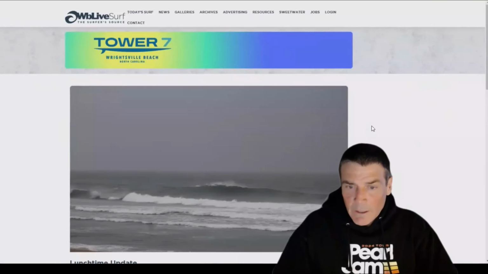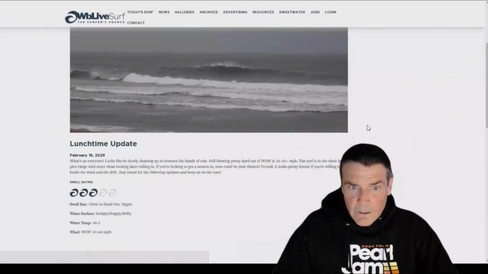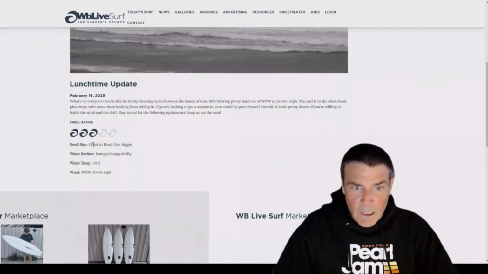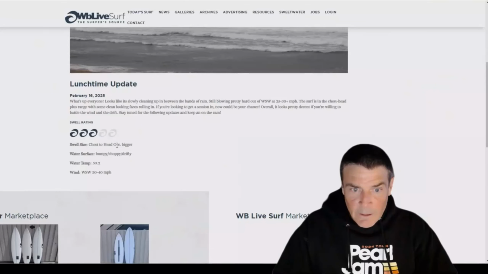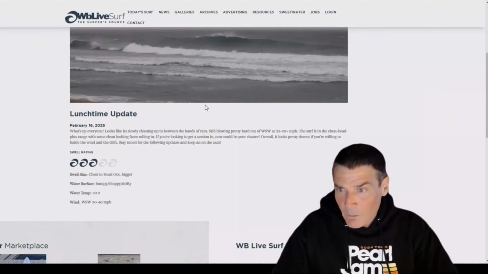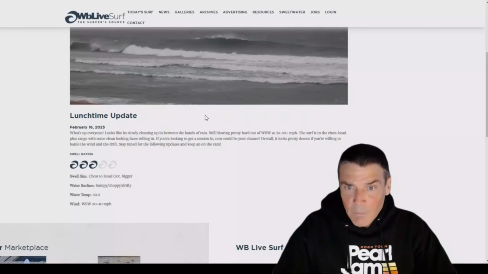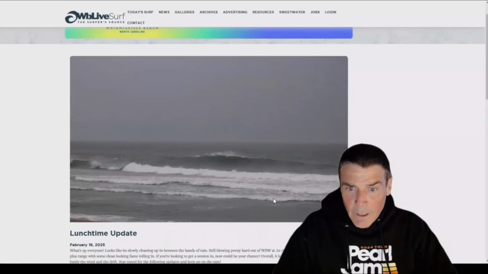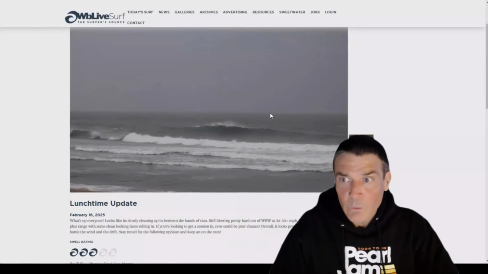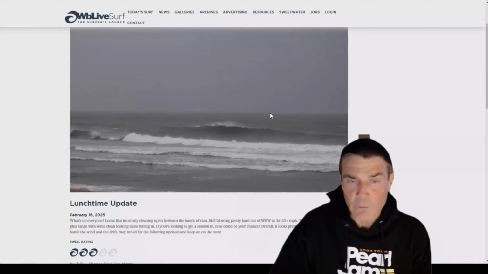WBLiveSurf.com, all the surfers in the area know about this, so I'm not giving out any secrets here, but we can look at the forecast for February 16th: chest to head high, occasionally bigger. This was just after noon, about the peak swell. It had dropped down to about 5 foot by the time I got there a little bit later, but you can see that the forecast several days out was right on target, and we had confidence in that using our spaghetti waves and our uncertainty analysis.